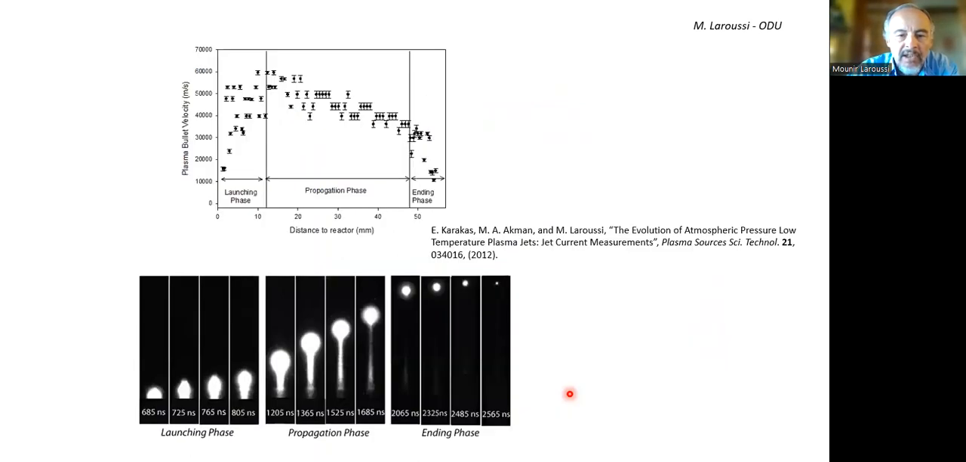Here's an image of the bullet that propagates out from the nozzle, and this shows you the velocity of propagation, and you can see it's tens of kilometers per second. So they are hypersonic in propagation, and we defined three phases. One is a launching phase when it comes out of the nozzle of the jet, then a propagation phase, and then an ending phase where the bullet finally extinguishes because of a lot of diffusion of air into the helium channel.